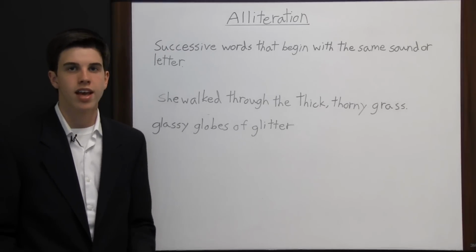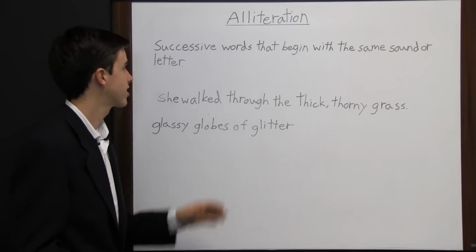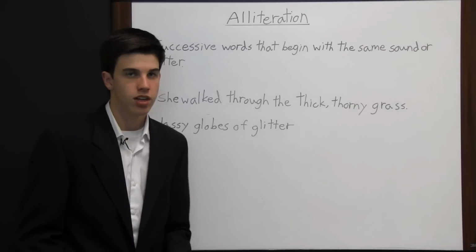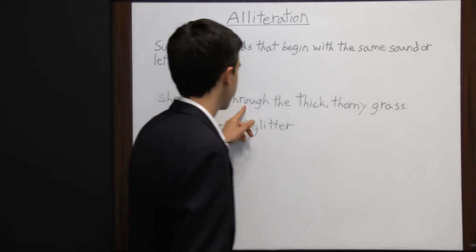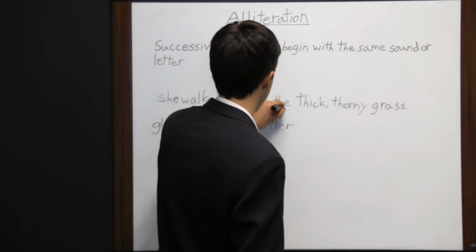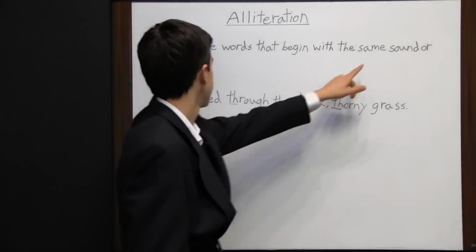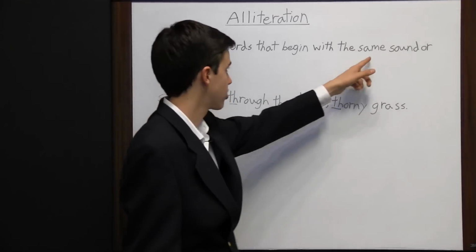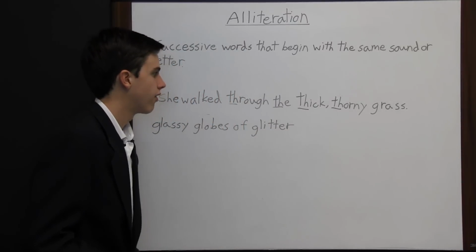An alliteration is a stylistic or literary technique. It's basically when successive words begin with the same sound or the same letter. So consider this sentence. She walked through the thick, thorny grass. Notice that through, the, thick, and thorny all start with TH. And so remember the definition of an alliteration: words that begin with the same sound or the same letter. In this case, they begin with the same letter and the same sound. So that's why this sentence is an example of an alliteration.